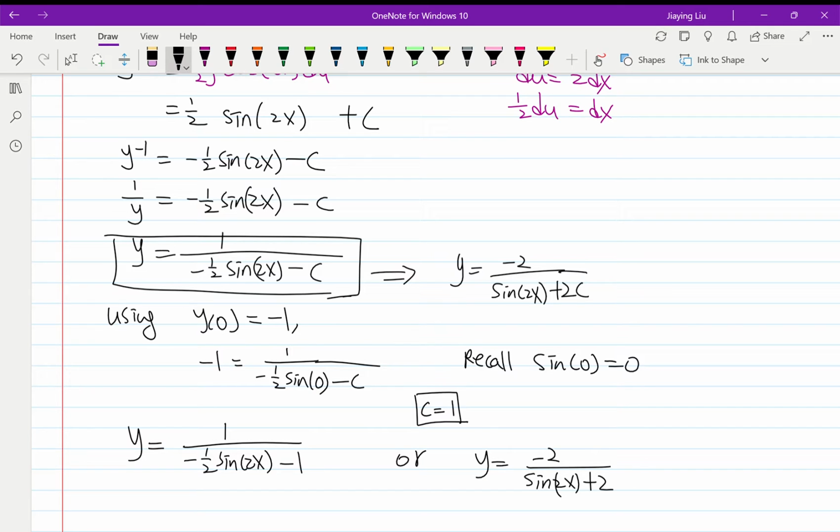Not a lot. A couple of students found the c, but didn't put the c back into the general solution. It's a pity.